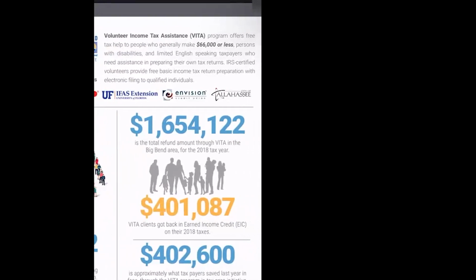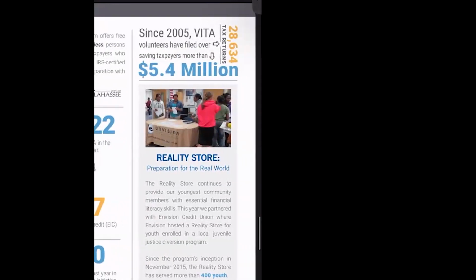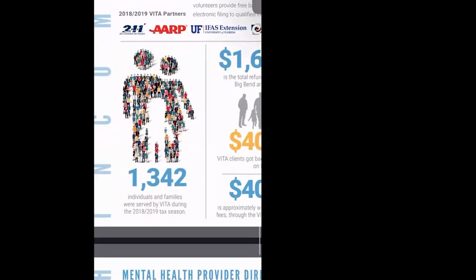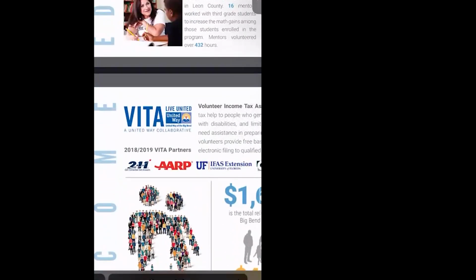And this grant is about $2 million. Well, here they got 1.6 million. Oh, no. Hold on. Yeah, they got 1.6 million. They filed over 5.2 million in refunds, such and such. So that's what that is.